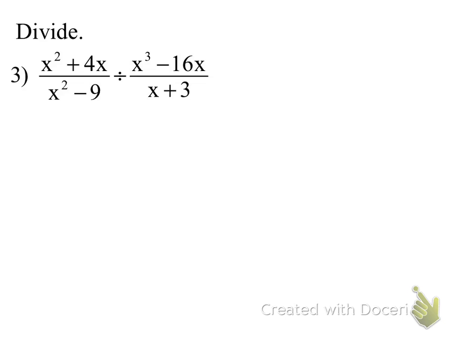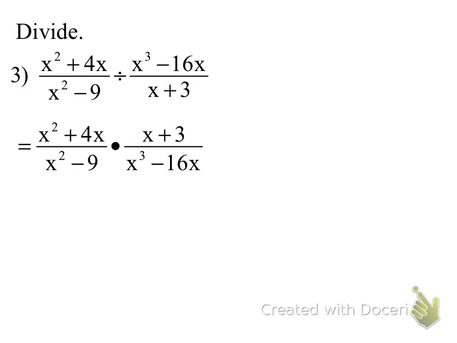Okay, go. Number 3. Some GCF factoring, difference of squares. Pause the recording, do the next one. All right, Mike, step 1, what do I do? Multiply by the reciprocal. Which would be? X squared plus 4x over x squared minus 9 times x plus 3 over x cubed minus 16.